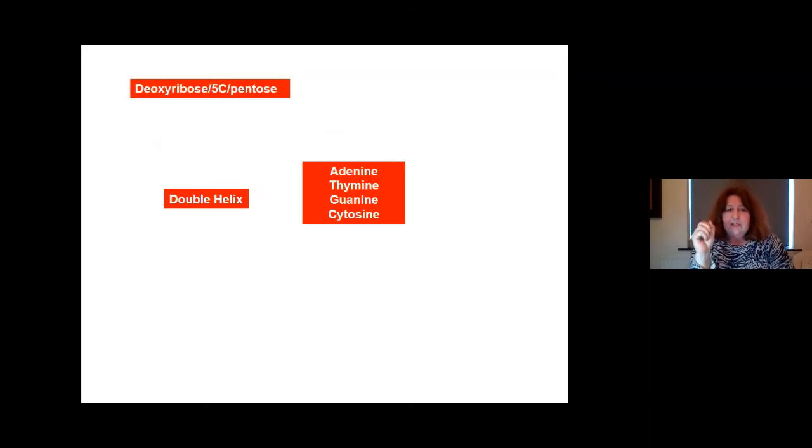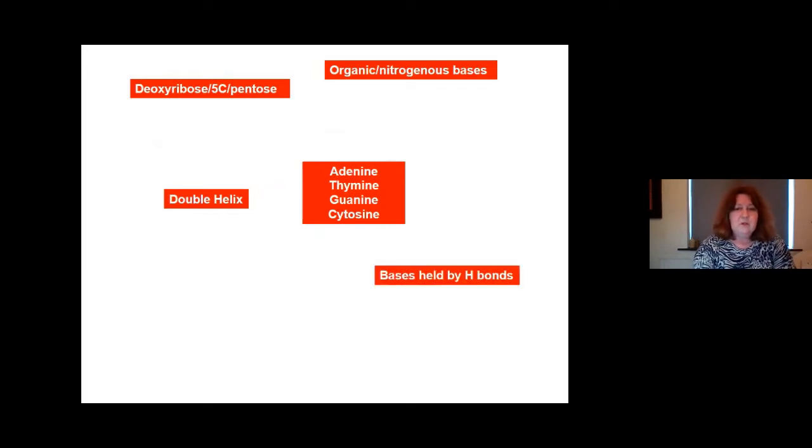DNA actually has a sugar in there. Now, you may remember that it's a 5-carbon sugar, also known as a pentose, and the sugar's name is deoxyribose. So brilliant if you'd thought of that. Next one, part of the DNA structure has organic or nitrogenous bases. Sorry, that means bases that contain nitrogen. So that might be something else that you've thought about.